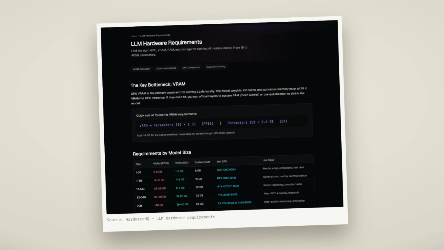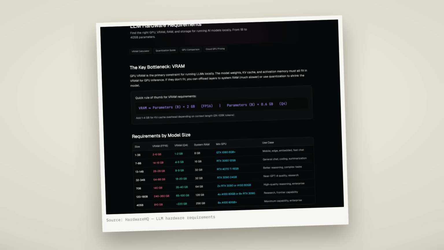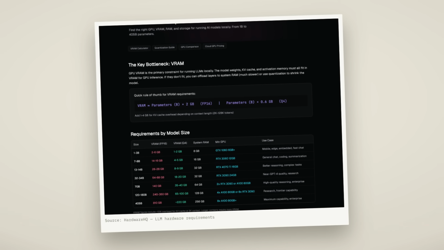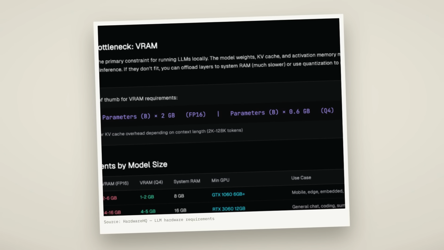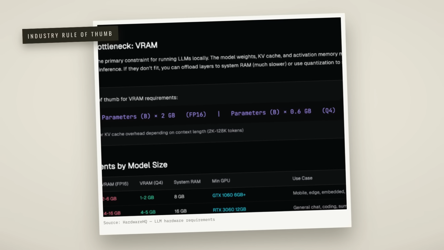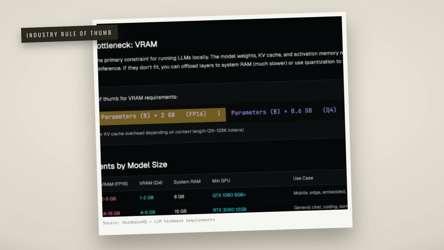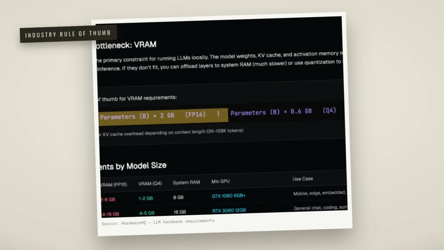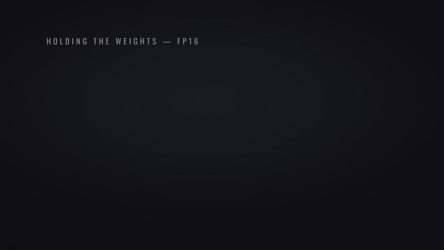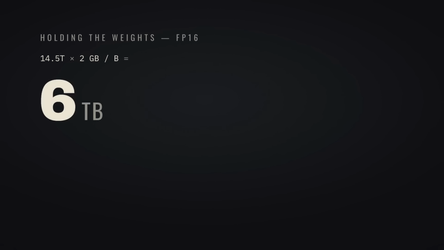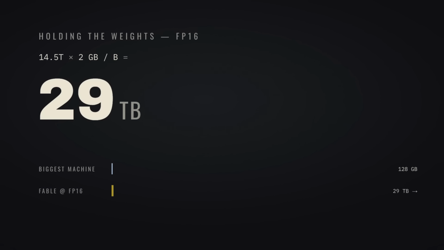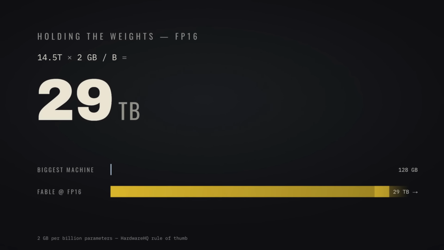To figure out exactly how much physical memory a model of that size actually occupies, you just pull up the standard LLM hardware requirements math. The industry rule of thumb is that you need about 2 gigabytes of memory for every 1 billion parameters. So if that 14.5 trillion parameter estimate is anywhere close to reality, running it at full FP16 precision means you're looking at roughly 29 terabytes of memory just to hold the weights.